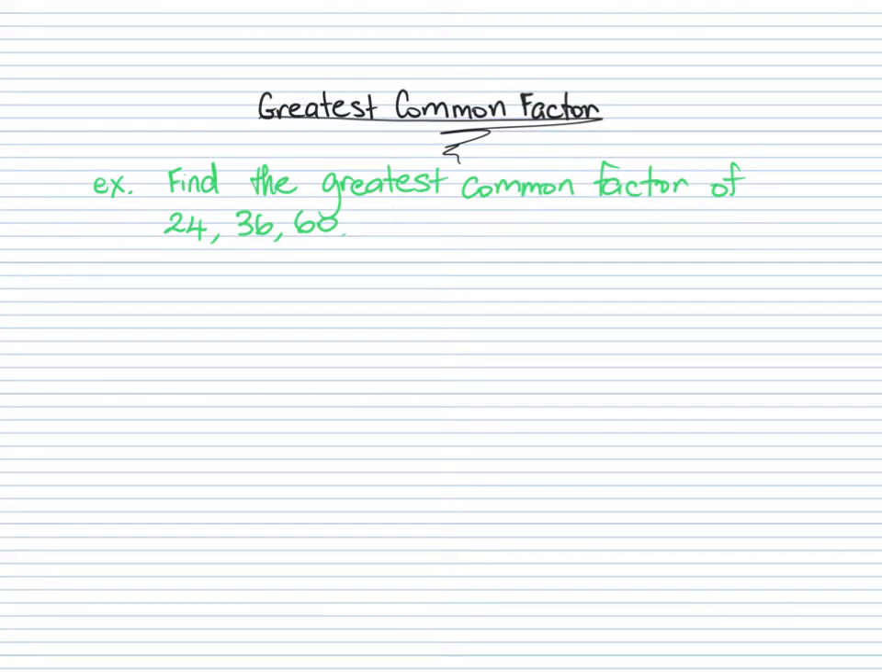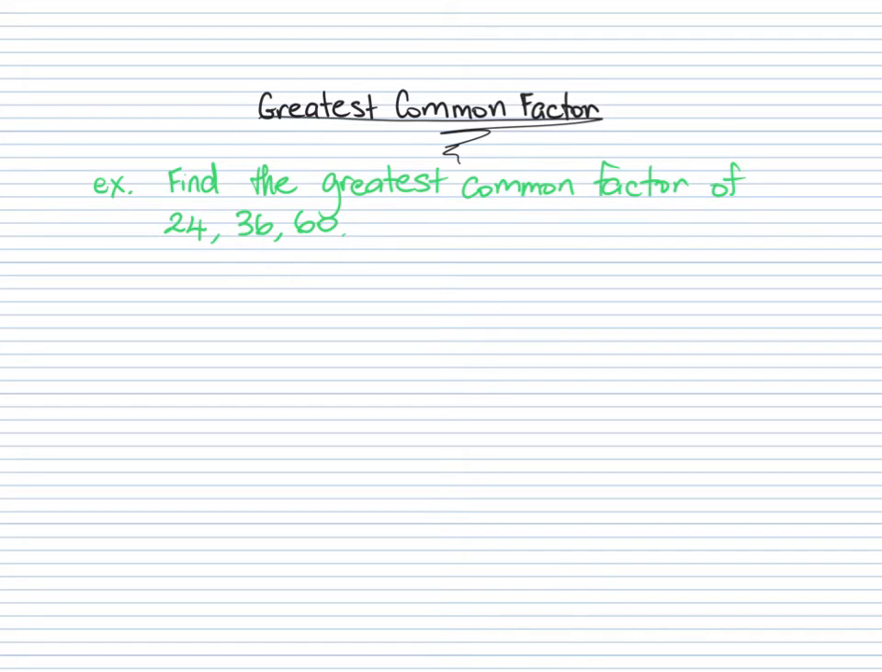Hi, in this video we'll be looking at how to find the greatest common factor of two or more numbers. The greatest common factor, you may have heard of it, is also called the GCF. We're going to look at two methods. The first method is more straightforward, but it's a little bit more work when the numbers get harder, so stay tuned for the second method as well.